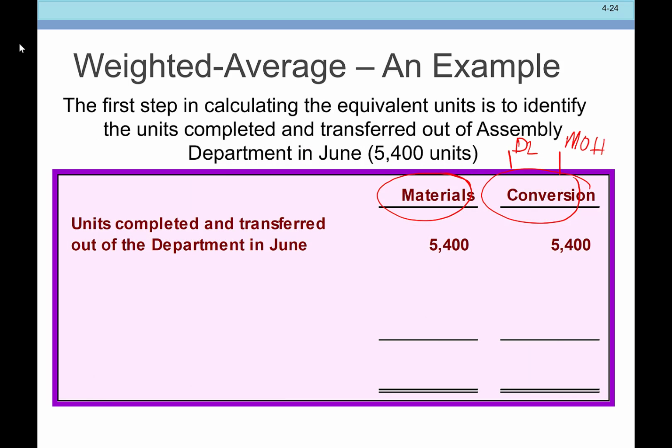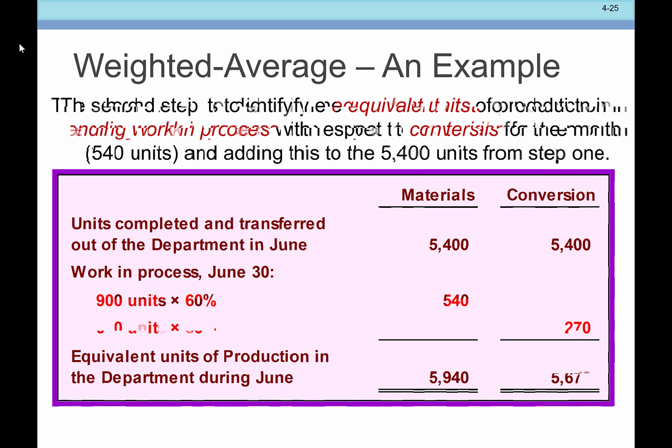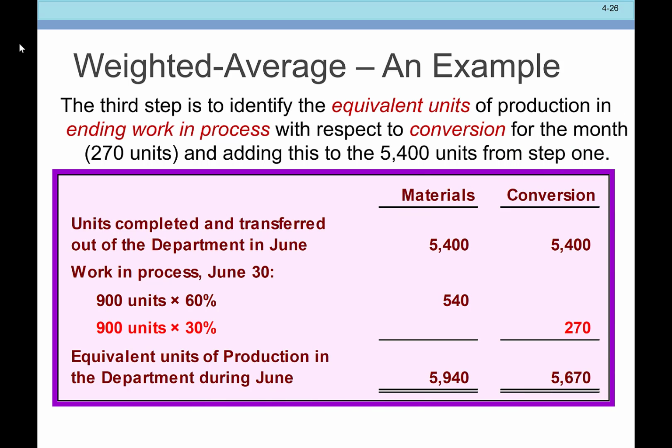Okay, so let's just take a look. Units completed and transferred out of the department in June were 5,400. Remember our conversion cost of direct labor and manufacturing overhead. You go ahead and add the equivalent units, and you have to pick up the percentage for our materials versus our conversion costs, right? We had two different percentages.